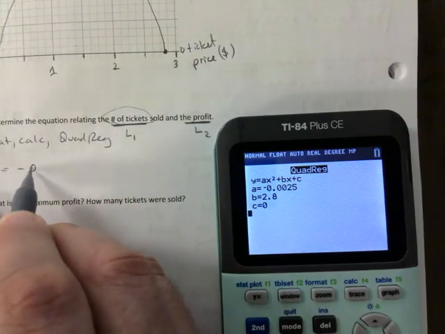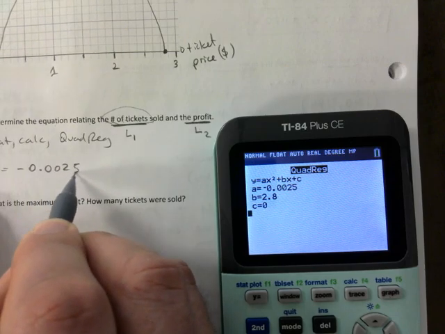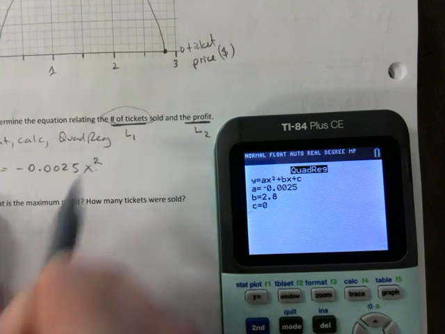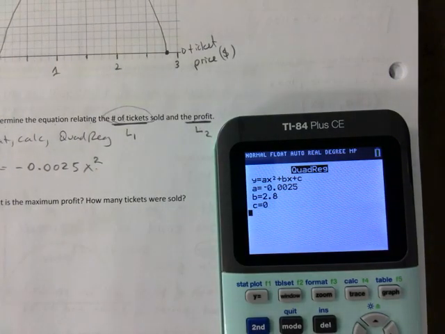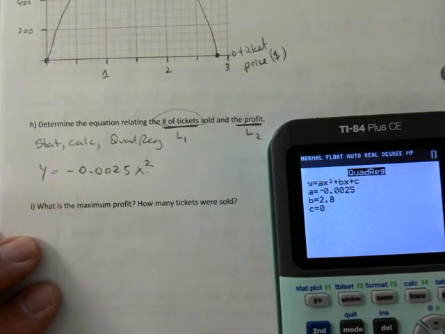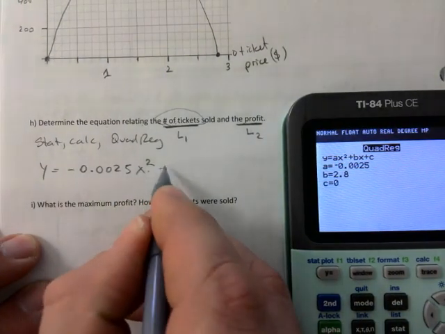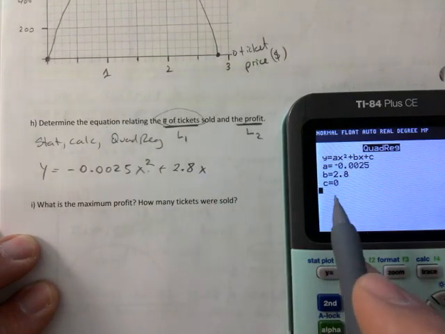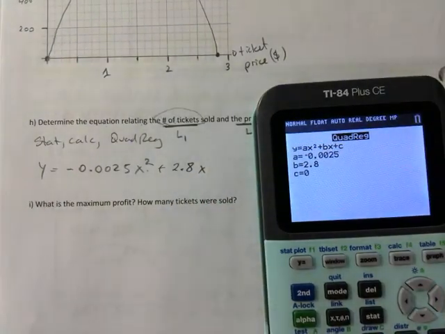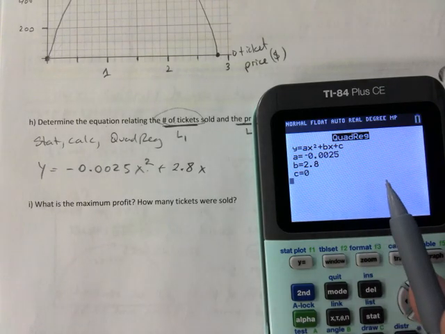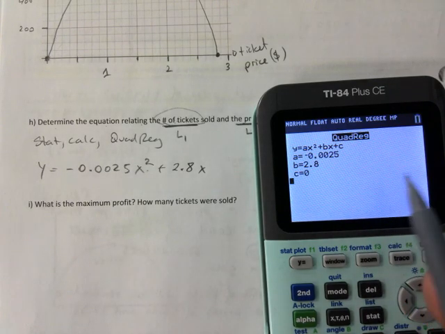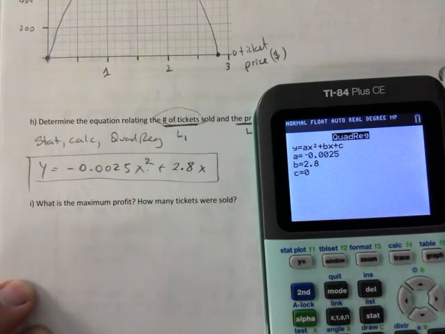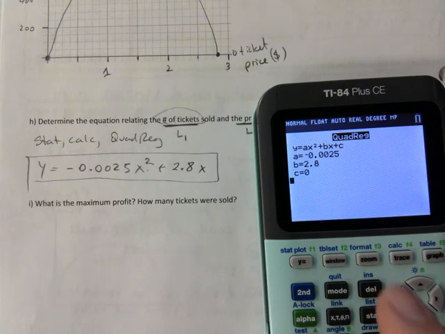Y is equal to negative 0.0025. If it is a finite decimal, if it's 4 or 5 places, I tend to write the whole thing down. Oh, you can't see that. And then it's plus 2.8x, and c is 0. Watch for that weird e to the negative something. Okay, that is 0 for us. So this is the new equation. Let's hit graph.